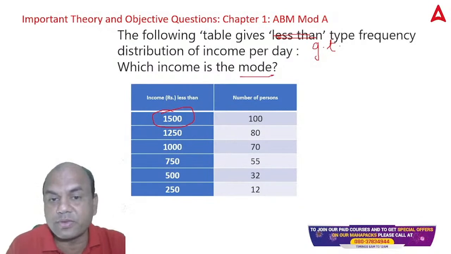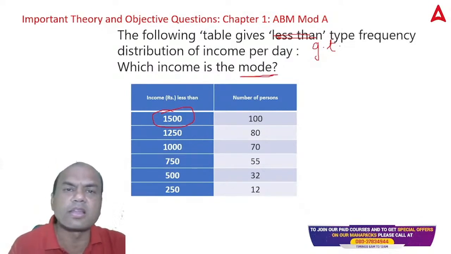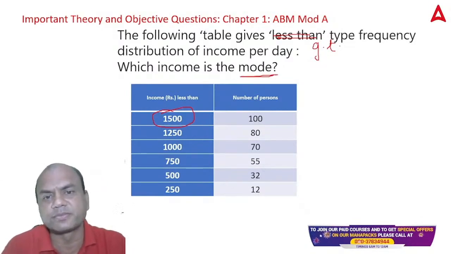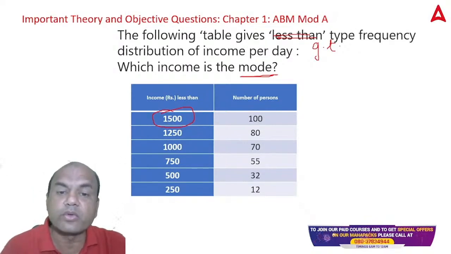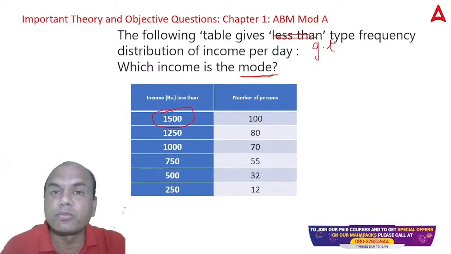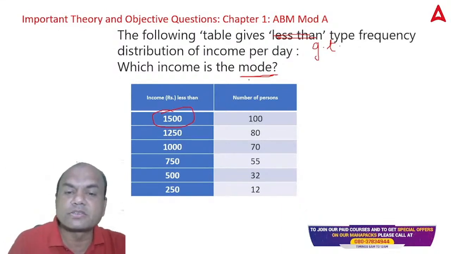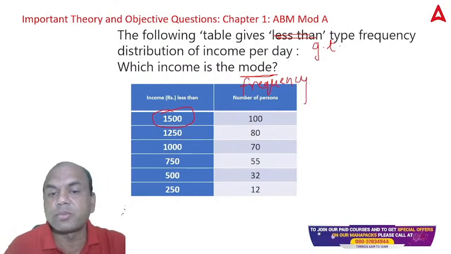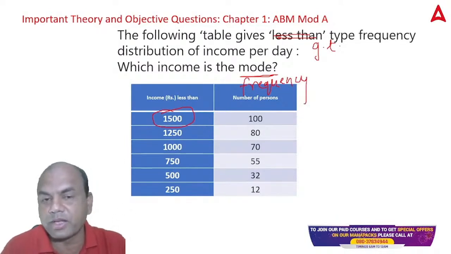Now the question is different. Let it be less than or greater than, it hardly matters. The question here is what is the mode? Firstly, understand what is the meaning of mode. Mode means here, this is known as frequency. How many persons are having income of 1500? How many persons are having income of 1250? And so on.